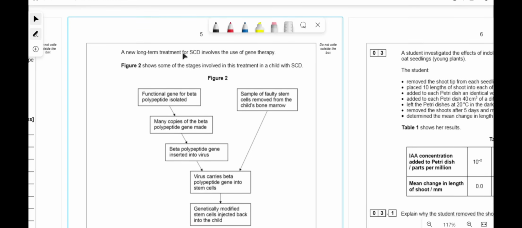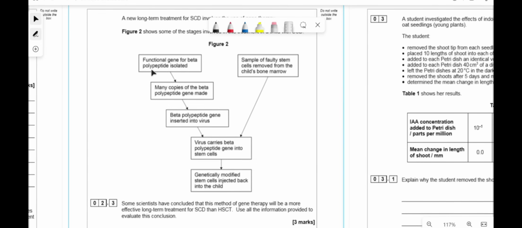Okay, so a new long-term treatment for SCD involves the use of gene therapy. Figure 2 shows some of the stages involved in the treatment of a child with SCD. So we've got a functional gene for beta polypeptide isolated. Many copies of the beta polypeptide gene are made. Beta polypeptide is inserted into a virus. A sample of faulty stem cells is removed from the child's bone marrow. The virus carries the beta polypeptide gene into the stem cells, so I'm presuming it's the faulty stem cells from the bone marrow, and the genetically modified stem cells are injected back into the child.